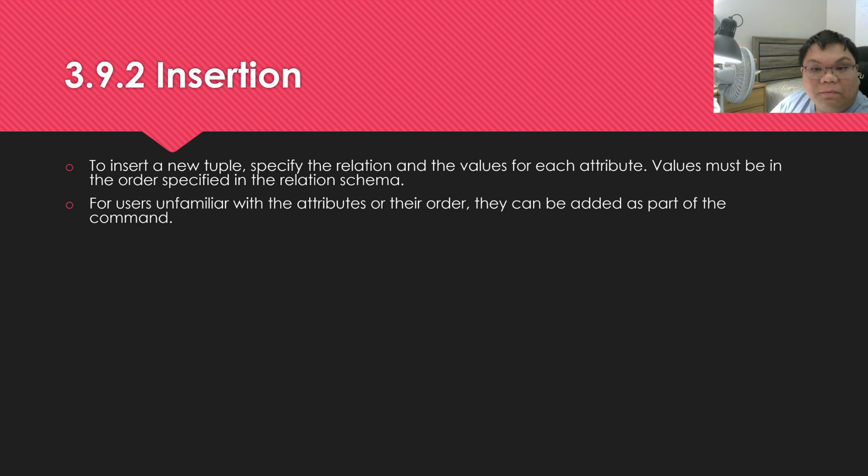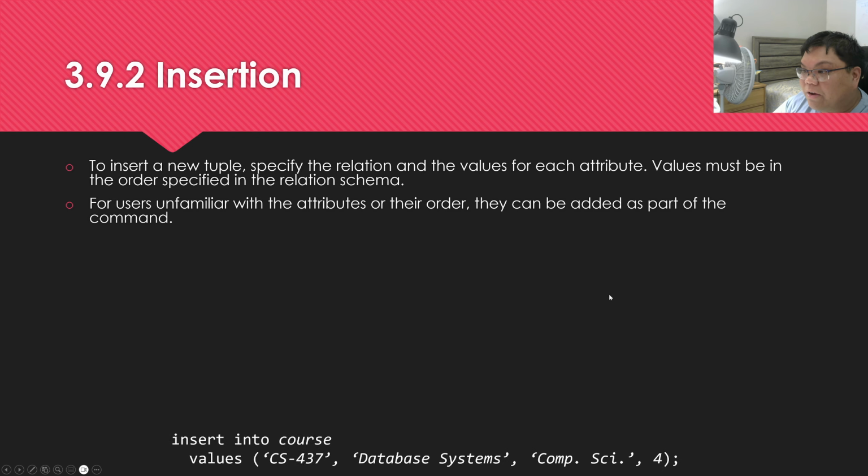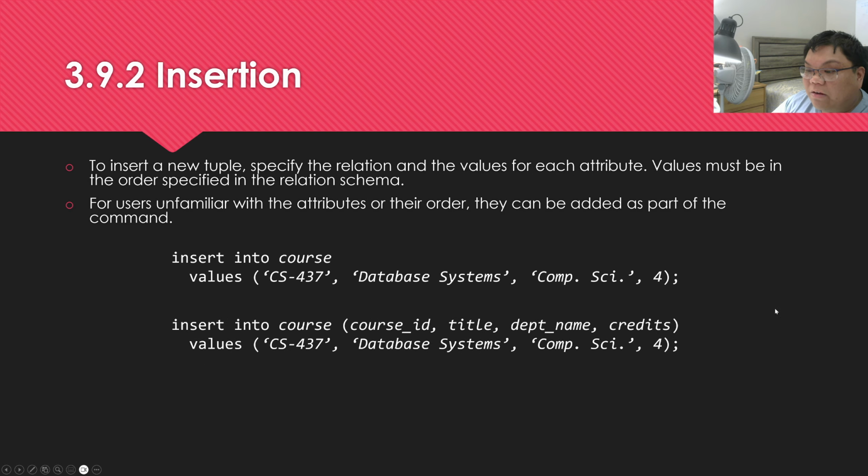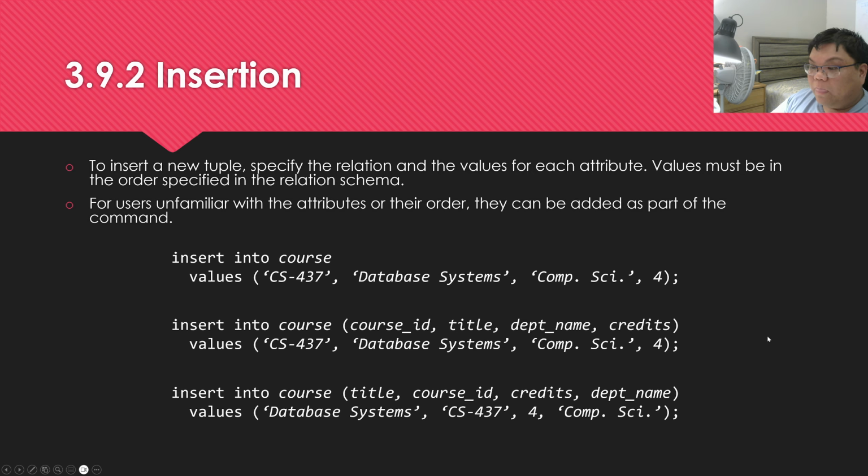However, users might not be familiar with the order of attributes. If you know the order of attributes, you can just list the values in order of those attributes. If you are not familiar, you can just list out the attributes and then list out the values according to the order of attributes. You can even change the order of the attributes as long as the values match up with those attributes.